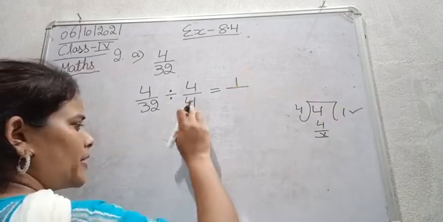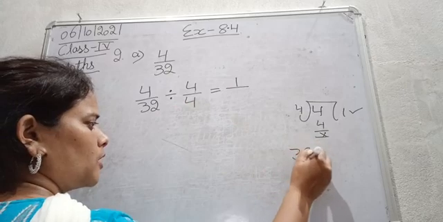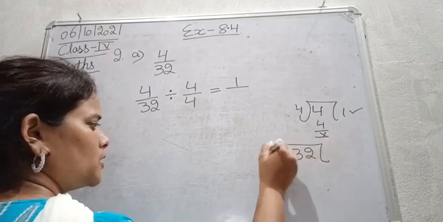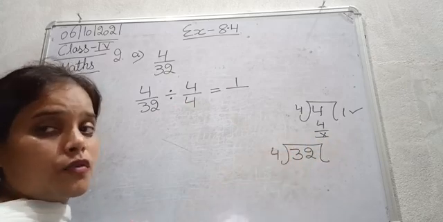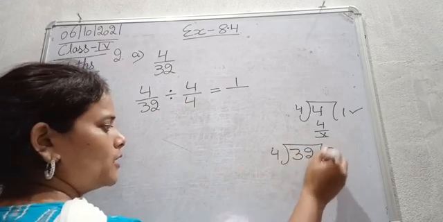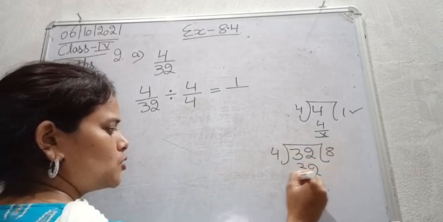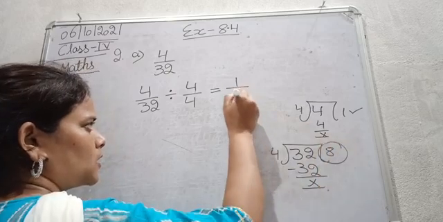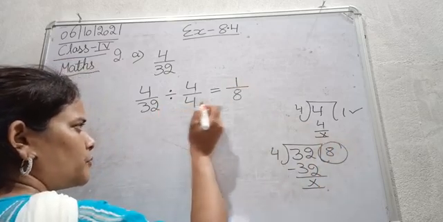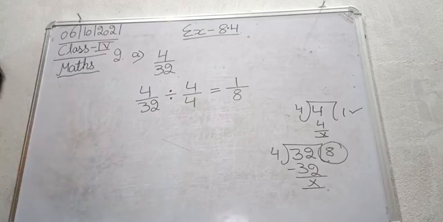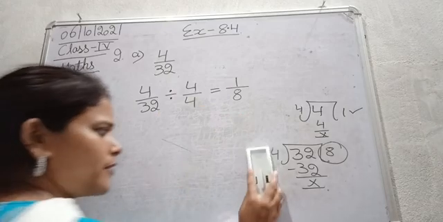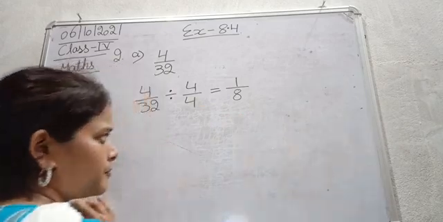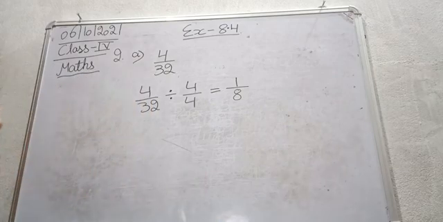Next, 32 divided by 4. 4 8s are 32. You got 8. 32 divided by 4 is equal to 8. So this is the rough work that you need to do in the rough. So the equivalent fraction to 4 upon 32 is 1 upon 8.